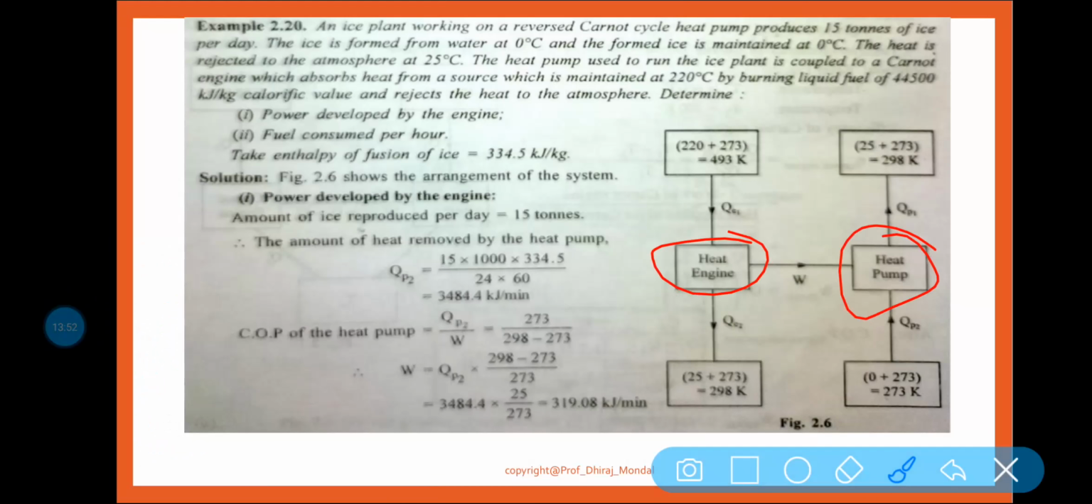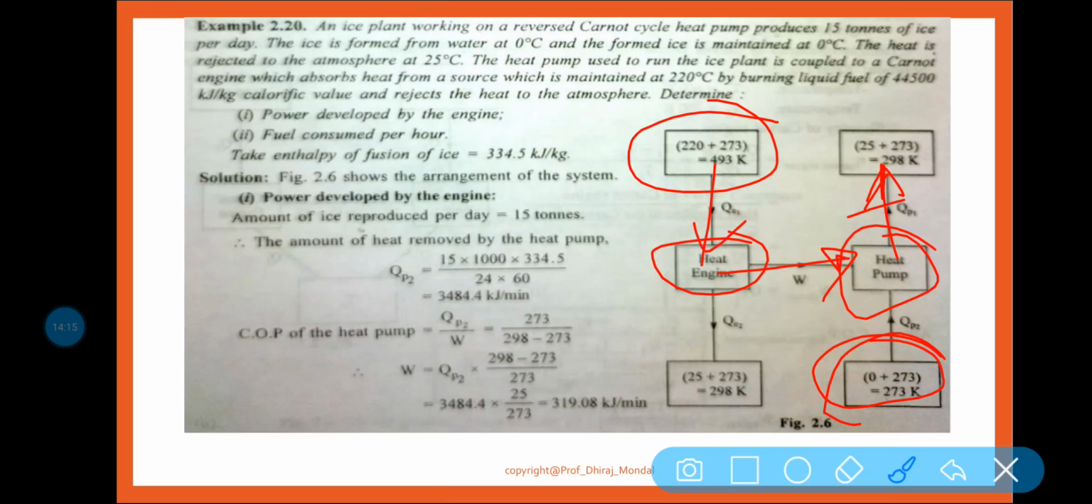By the help of this heat engine, the heat pump is operated, and this heat pump is extracting some heat from the surrounding, and it is delivering or injecting the heat to the system, or you can say room. By the help of this heat engine the work is done, and Q2 amount of heat is rejected to the surrounding.